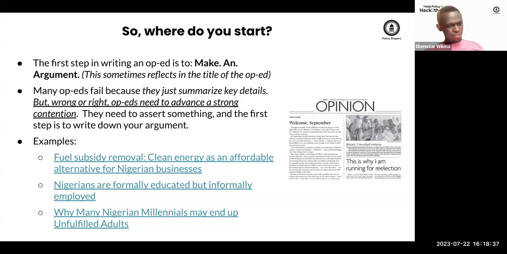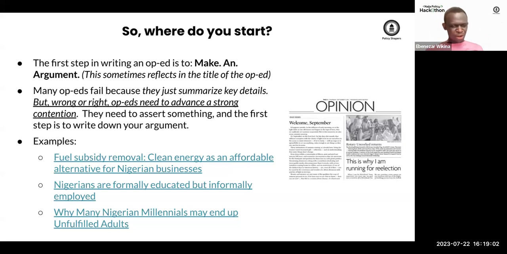We give a few examples here. If you read these titles, you can already see where the op-ed is going. Fuel subsidy removal: clean energy as an affordable alternative for Nigerian businesses. You see where this is going. It's not going to tell you to use a small gen or your neighbor's gen. It's telling you it's clean energy, it's solar, it's wind energy, it's biodiesel. How do we work on this to support small businesses in Nigeria?